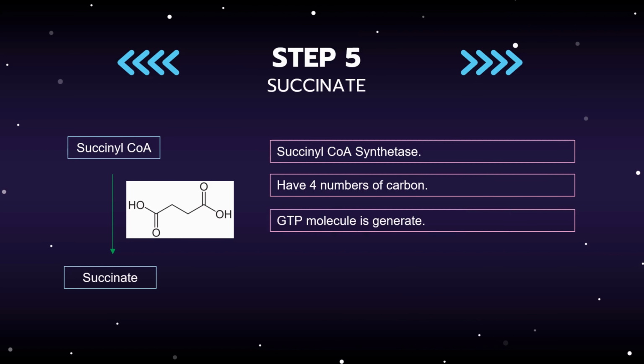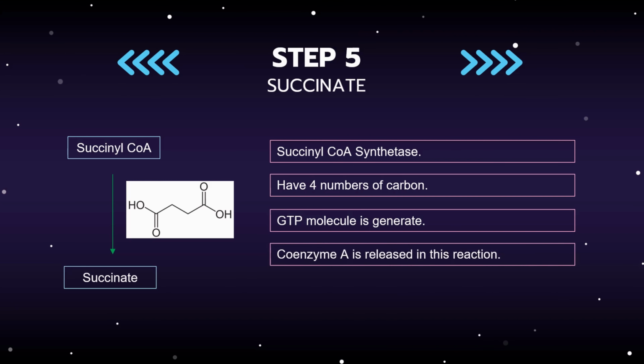Succinyl coenzyme A is a high energy compound. The energy stored in this compound is used to attach a phosphate molecule to GDP, and this GDP will convert to GTP. GTP soon will convert to ATP because of substrate level phosphorylation. In this step, GTP is formed. Lastly, coenzyme A is released in this reaction. Succinyl coenzyme A is a high energy compound and its coenzyme A is released to be converted into succinate.